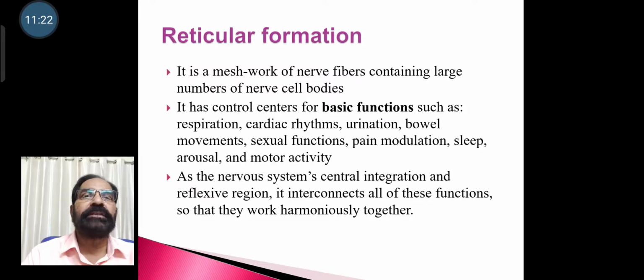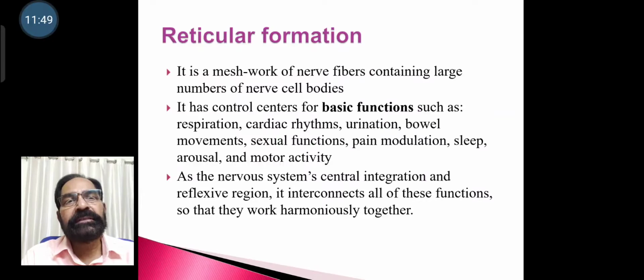Then there is reticular formation. It is a meshwork of nerve fibers containing a large number of nerve cell bodies. It has control centers for basic functions such as respiration, cardiac rhythms, urination, bowel movements, sexual functions, pain modulation, sleep, arousal and motor activity. As the nervous system's central integration and reflexive regions, it connects all these functions so that they work harmoniously together.